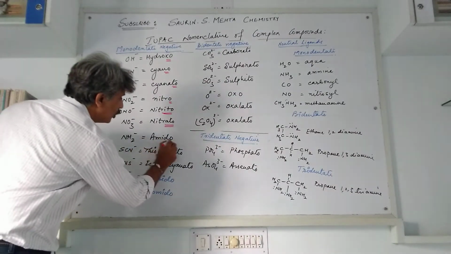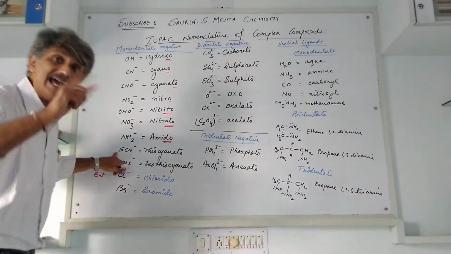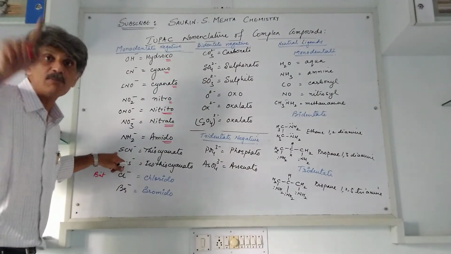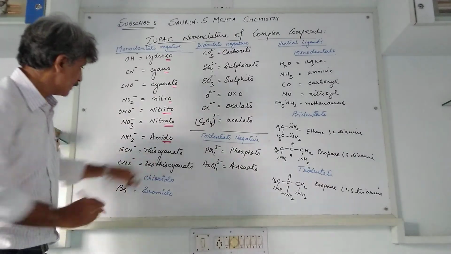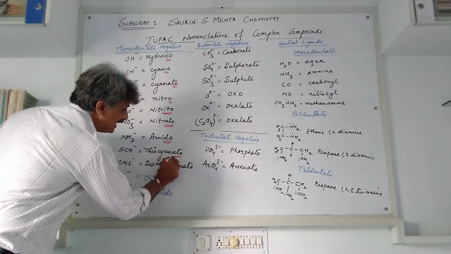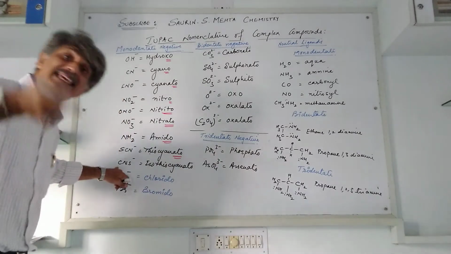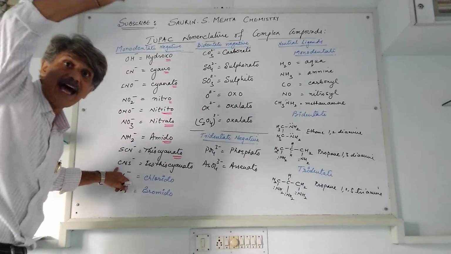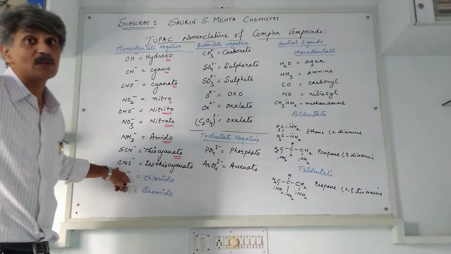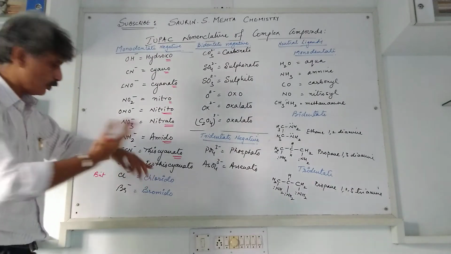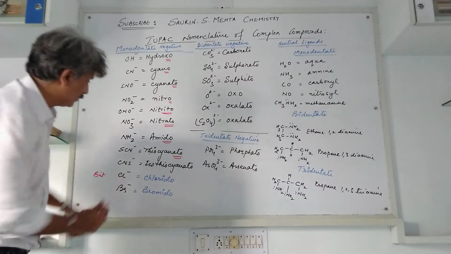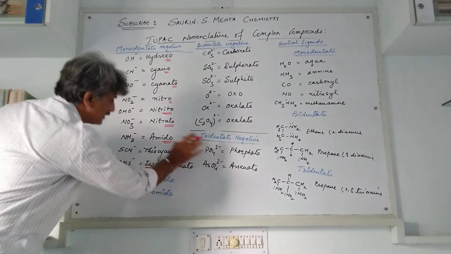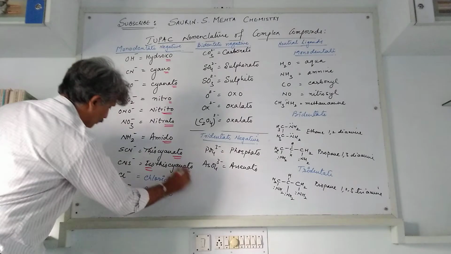Similarly, if there is an NH2 group with minus charge, so it is the NH2- ion, we name it as amido. If it is SCN-, sulfur bonded to the cyanide, then sulfur is named as thio, so it is known as thiocyanato. If it is NCS, nitrogen bonded, and in the previous one it was sulfur bonded, this is iso, and the rest of the name remains thiocyanato.